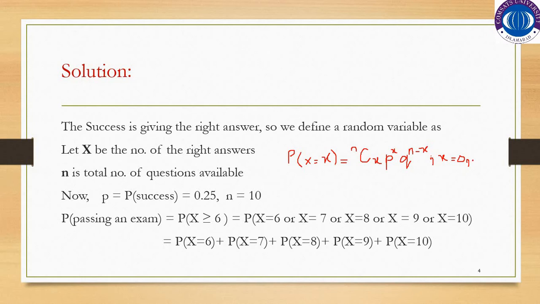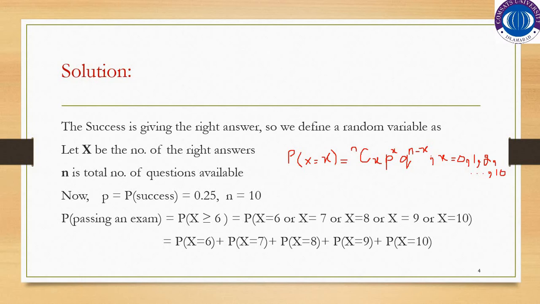That is, all the 10 questions marked by him will be wrong. X is equal to 1 means he will mark 1 correct answer. X is equal to 2 means he will mark 2 correct answers. So maximum he can go to 10 because there are 10 multiple choice questions.